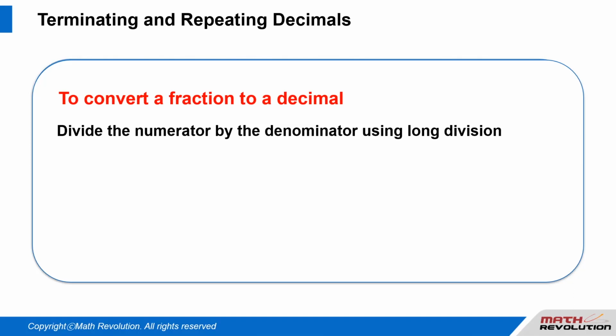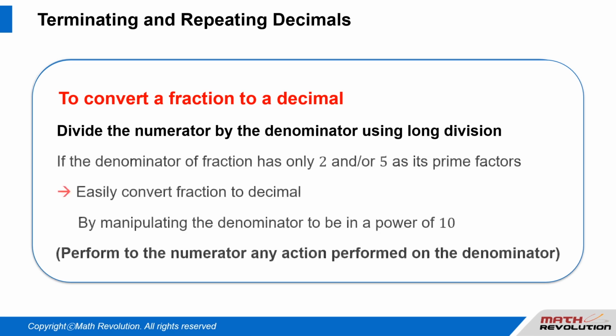To convert a fraction to a decimal, we divide the numerator by the denominator using long division. If the denominator of the fraction has only 2 and/or 5 as its prime factors, we can easily convert the fraction to a decimal by manipulating the denominator to be in a power of 10. Remember to perform to the numerator any action performed on the denominator.